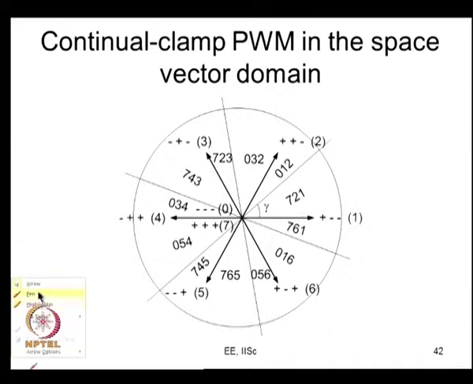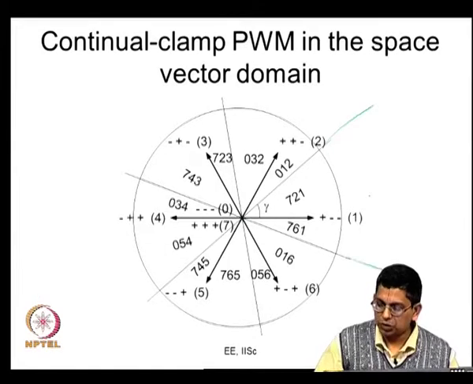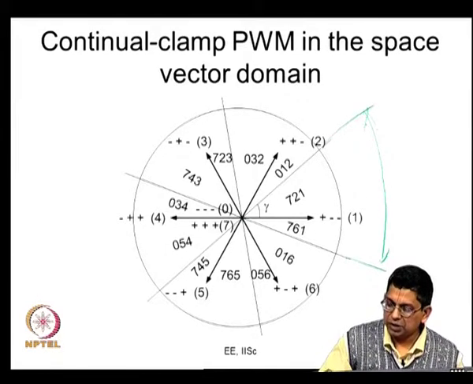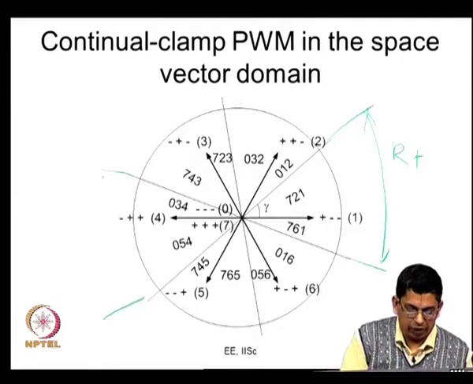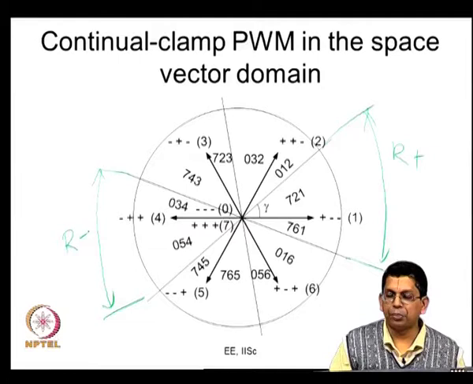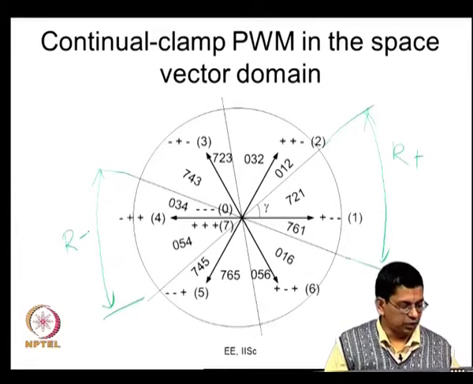If you apply these sequences, what really happens is that you can see that R phase is clamped over this duration. You can see that R phase is clamped over this duration, and similarly you will also find that R phase is clamped, but to the negative bus, during this duration. So, this is the same as your continual clamp PWM method. Similarly, you will find this with the other phases.